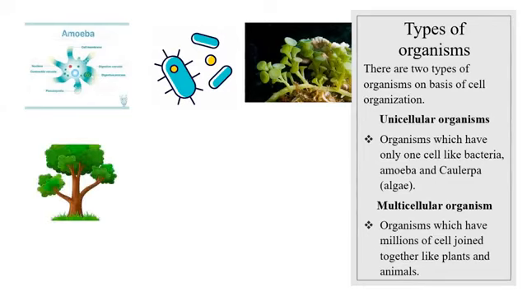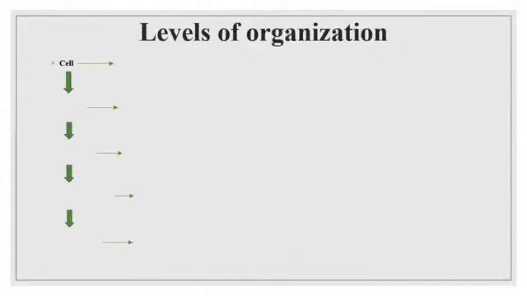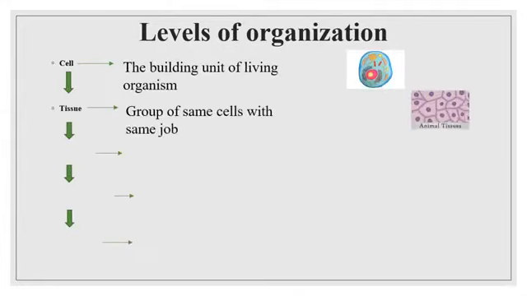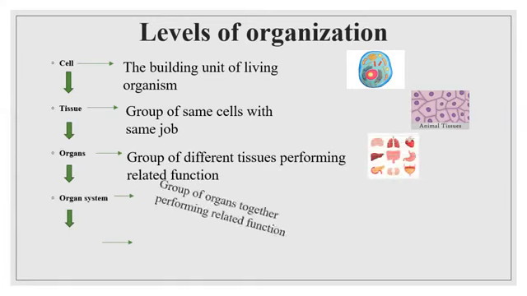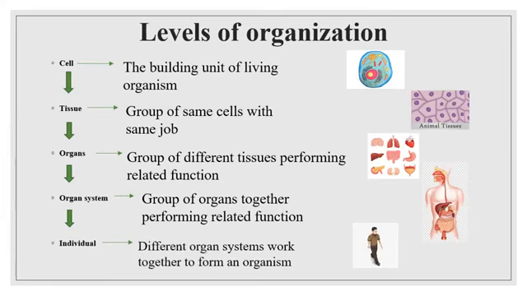In front of you, you can see levels of organization are of 5 types: cells, tissues, organs, organ system, and individual. You have to learn and memorize all of these levels in sequence. Cells are the smallest level and individual is the highest level. So the first, simplest level is the cell. The definition of a cell is the building unit of a living organism. You can see two types of cells, plant cells and animal cells. Here is the picture of an animal cell.